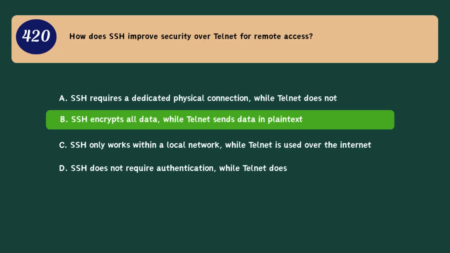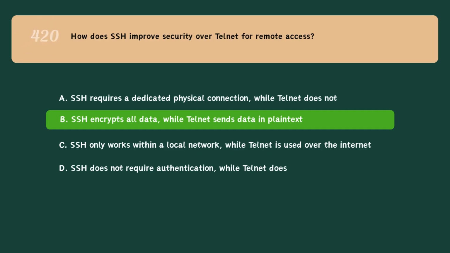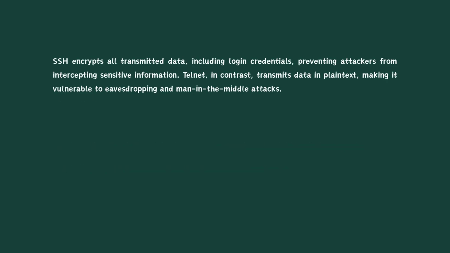Correct answer. B. SSH encrypts all data, while Telnet sends data in plaintext. SSH encrypts all transmitted data, including login credentials, preventing attackers from intercepting sensitive information. Telnet, in contrast, transmits data in plaintext, making it vulnerable to eavesdropping and man-in-the-middle attacks.